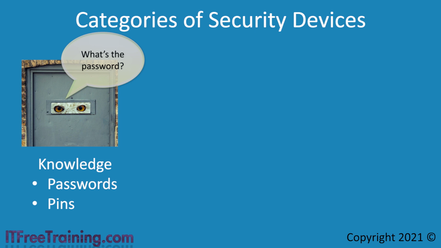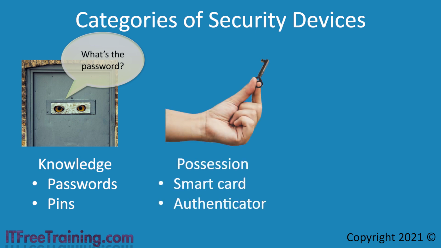In this video, I won't be looking at these type of security devices since they are pretty self-explanatory. Whenever you type a password or enter a PIN on a number pad, this is a knowledge type of security device. The next category is possession. This means that you need to have something in order to obtain access. In the old days, this would have been a key, but nowadays, security devices like these require physical items like smart cards or authenticators.